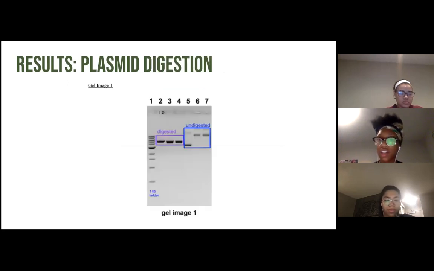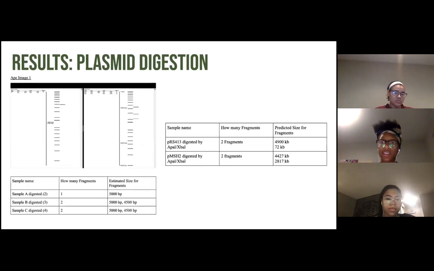This is showing the gel electrophoresis that was used to separate the DNA fragments based on size and charge in order to determine which plasmid DNA sample had the MSH2 insert. Lanes 2 to 4 were treated with restriction enzymes to digest the plasmids, and lanes 5 to 7 were undigested. After digesting our plasmids, it was found that sample A, which contained one fragment, was the PRS413 because it had no restriction sites for MSH2, while samples B and C represent the mutated and wild-type PMSH2.